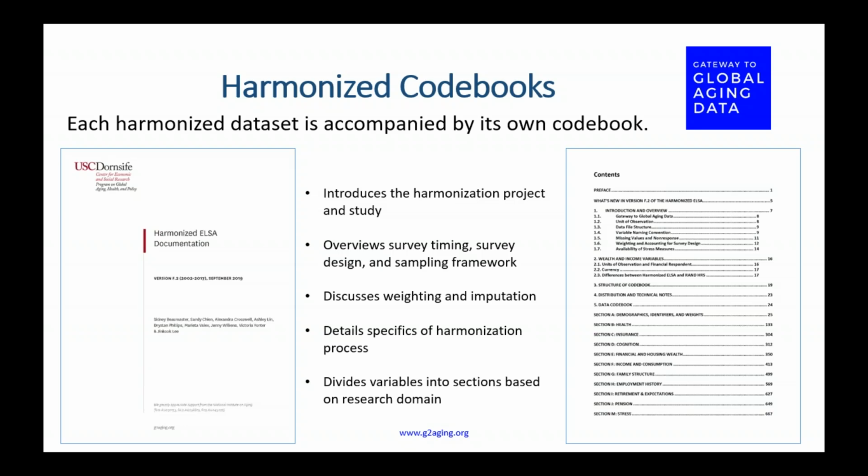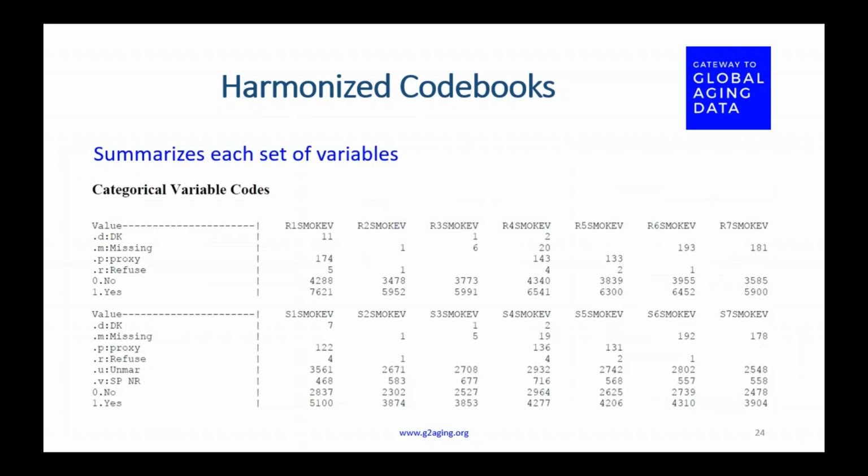So if the study provided information or gave values to people who had missing values, how did they decide what to put in that value, and how might you know whether they had it? We talk about the harmonization process, and then we've got all our harmonized variables divided into sections based on research domains. So you can see here for the harmonized ELSA, section A is focusing on demographics, identifiers, and weights, and the last section on this page, section M, is focusing on stress variables.